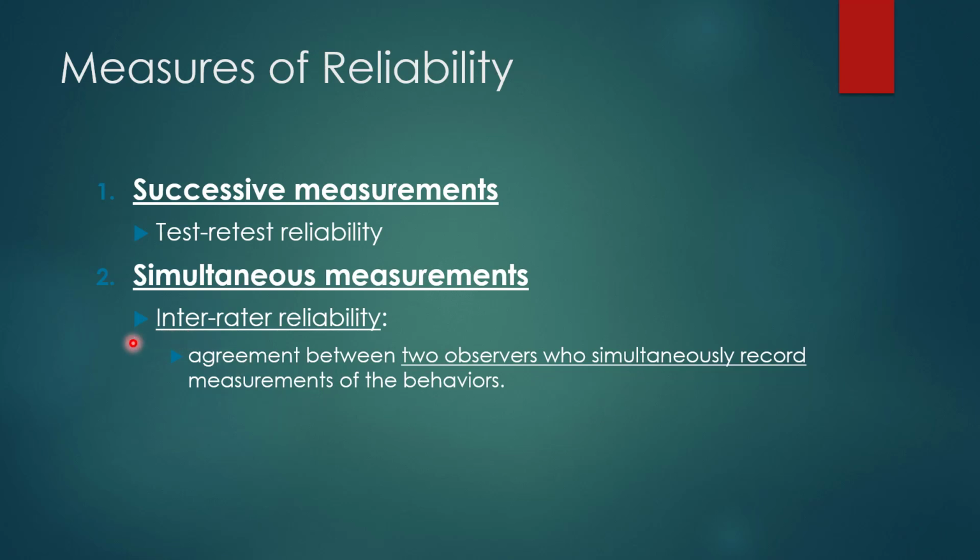So again, you have two different people using the same measurement, using that to record some sort of behavior, and then you look and see, are those scores, those two observer scores, is there a high correlation? If there's a high correlation in those simultaneous measurements between those two raters, it suggests a high inter-rater reliability. So that's, again, two different people using that measurement at the same time. You compare those scores.